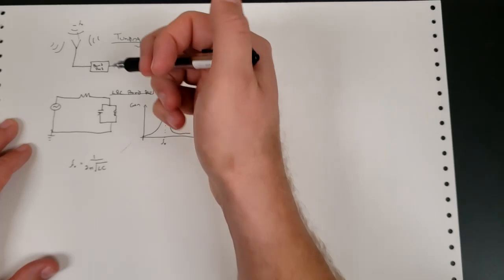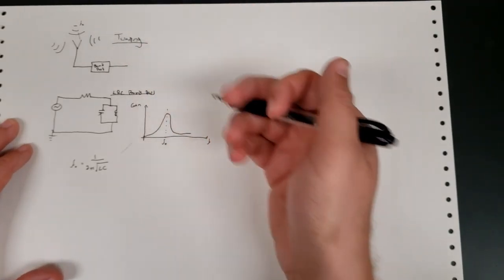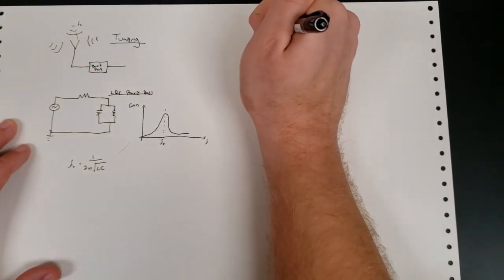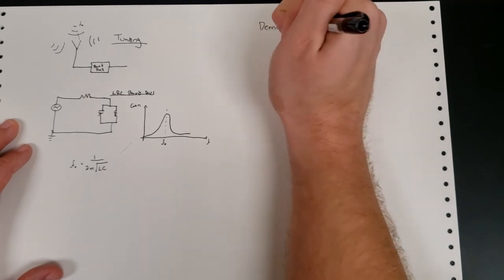So once we've selected the signal that we want by tuning our circuit, we then have to demodulate it. So let's talk about demodulation.